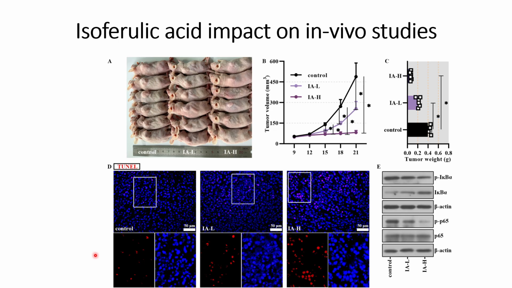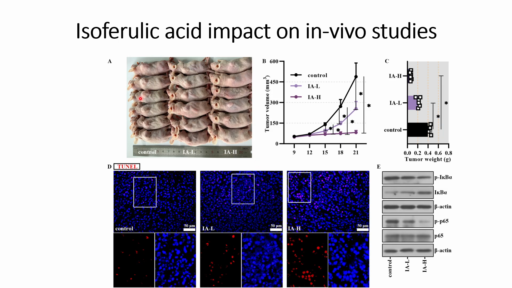And this is the zoom-in view. The bottom row of panel D is the zoom-in view, where we can see that apoptotic cells are higher when they are treated with isoferulic acid, and it goes even higher when the isoferulic acid concentrations are high.